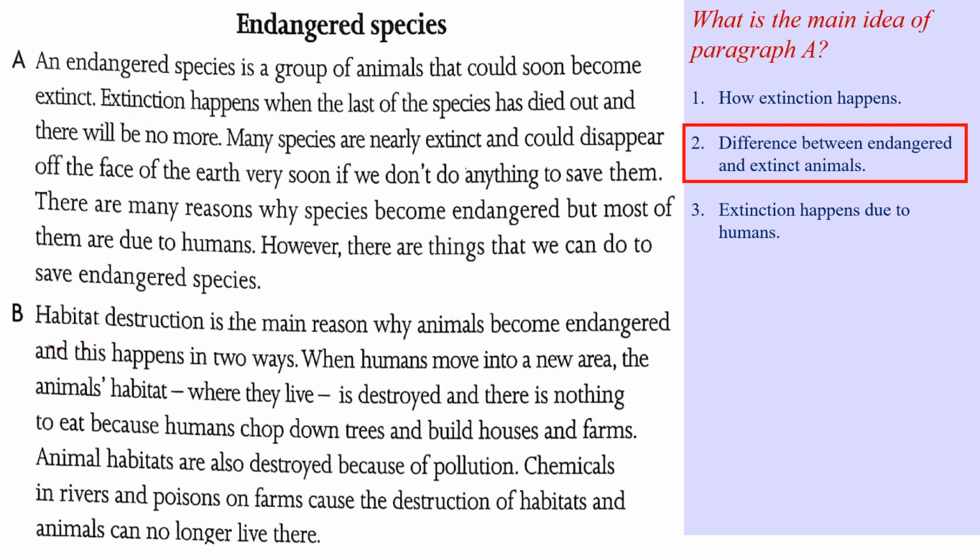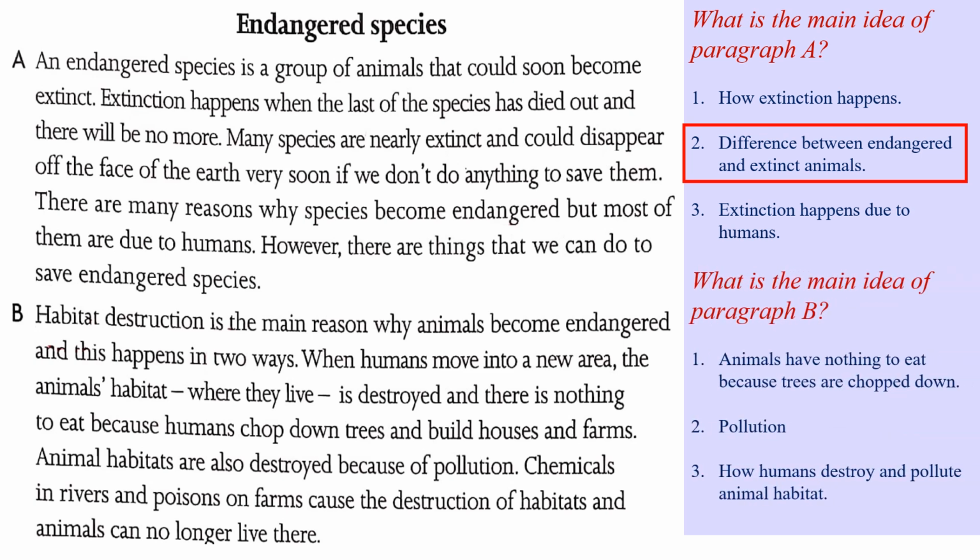Animal habitats are also destroyed because of pollution. Chemicals in rivers and poisons on farms cause the destruction of habitats, and animals can no longer live there. Now, look at the question. What is the main idea of paragraph B?